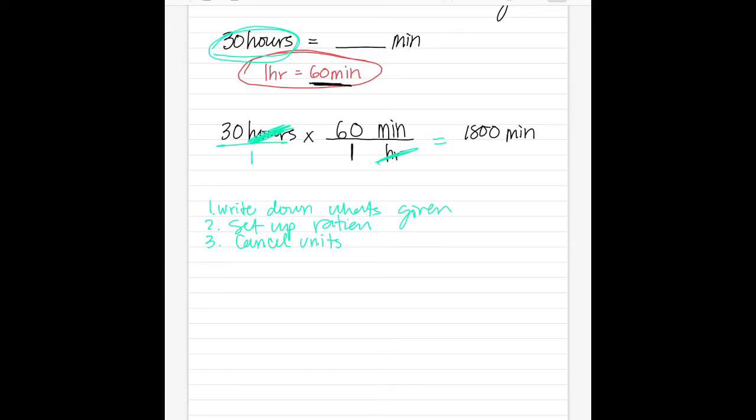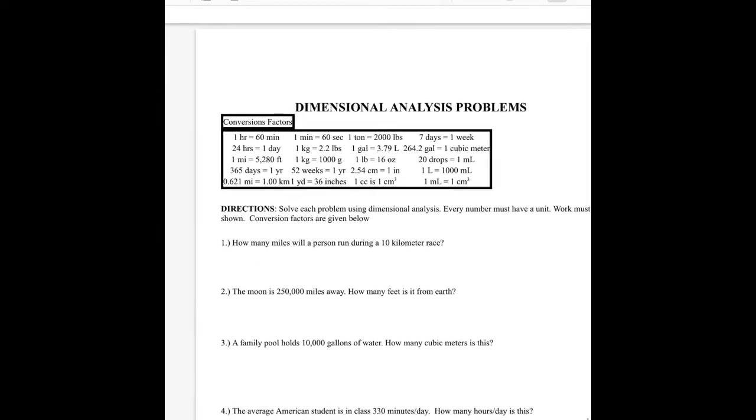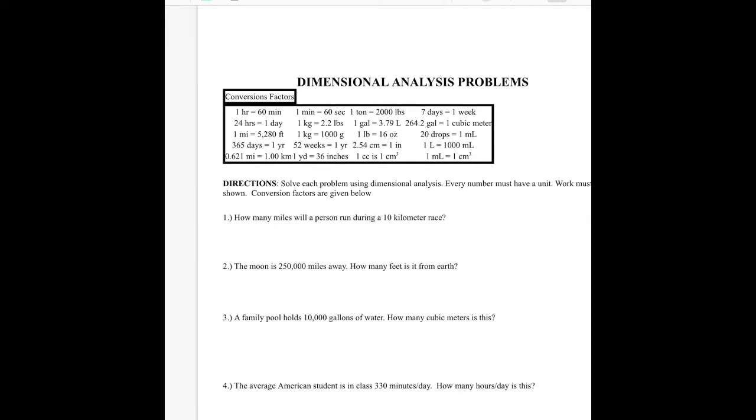Okay, so what I want to do now is look at some other examples. Like I said before, you will be given conversion factors. There they are. Sometimes you may have a problem that doesn't have it on there. If you're working on a homework, just Google it. It's there. Maybe I forgot to put one on there. Oh, excuse me. Okay, I'm trying to find one that's fairly easy. Let's do number 2.